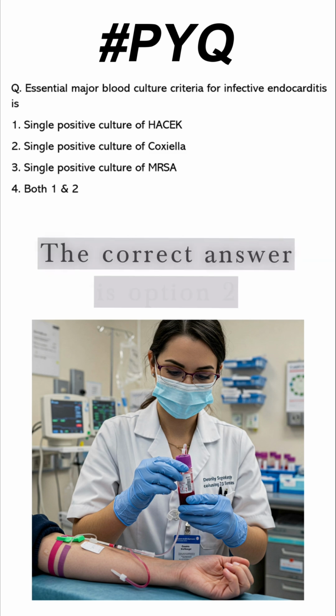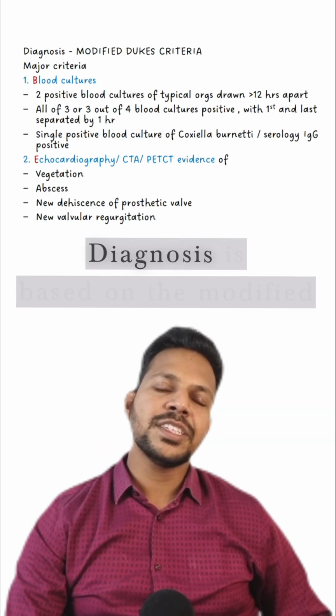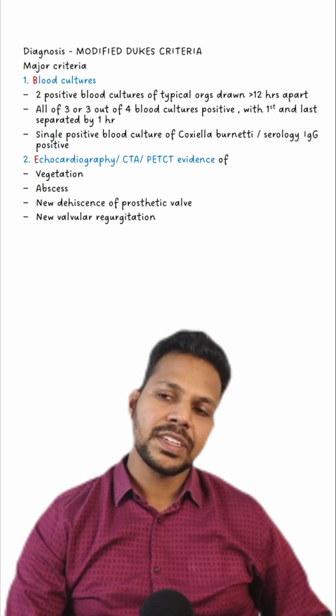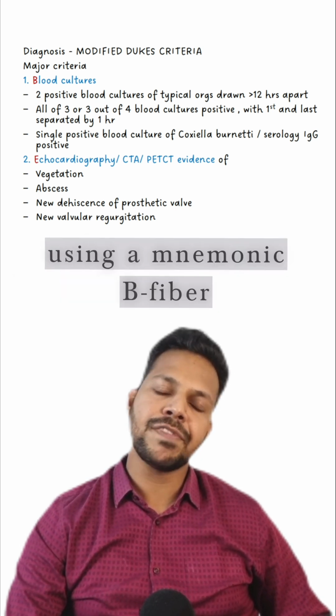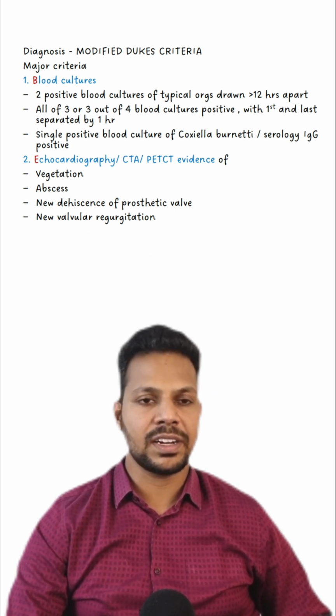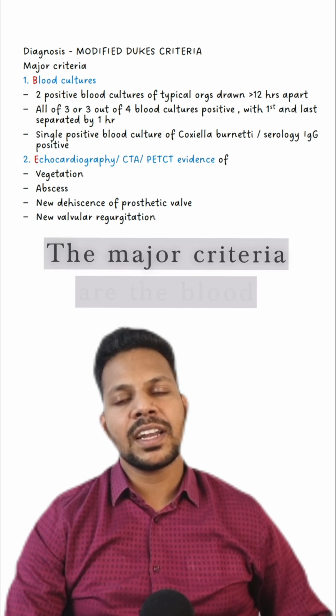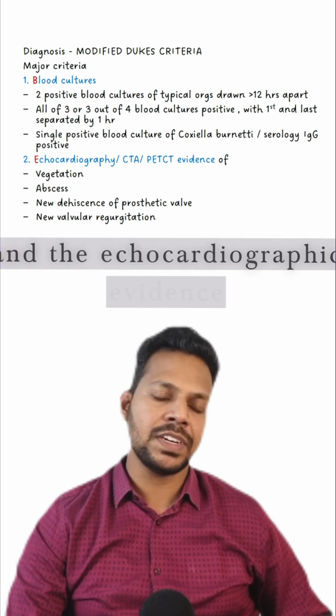The correct answer is option 2. The diagnosis is based on the modified Duke's criteria. This can be simply remembered by using a mnemonic, BE FIBER. The major criteria are the blood cultures and the echocardiographic evidence.